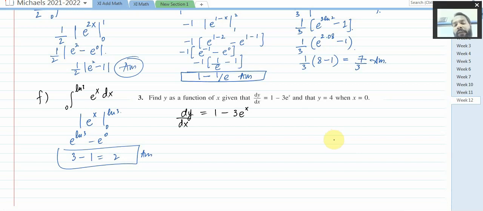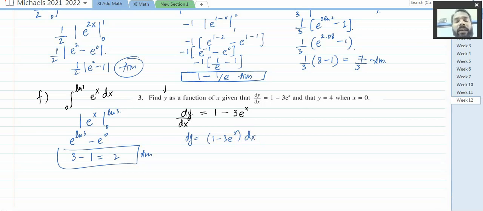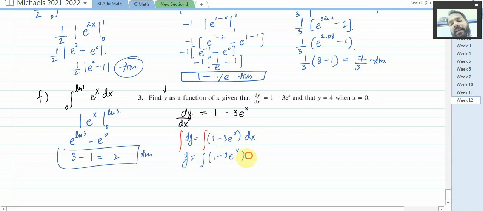If you observe, it says find y, right? So we need to find out y here, and what we have is dy over dx. If I write it in this form, dy equals 1 minus 3 e to the power x dx. We need to find y, that means we need to eliminate the differentiation here. So we need to apply integration on both sides. So on the left side we have y, equals the integral of 1 minus 3 e to the power x dx. We need to integrate the function.